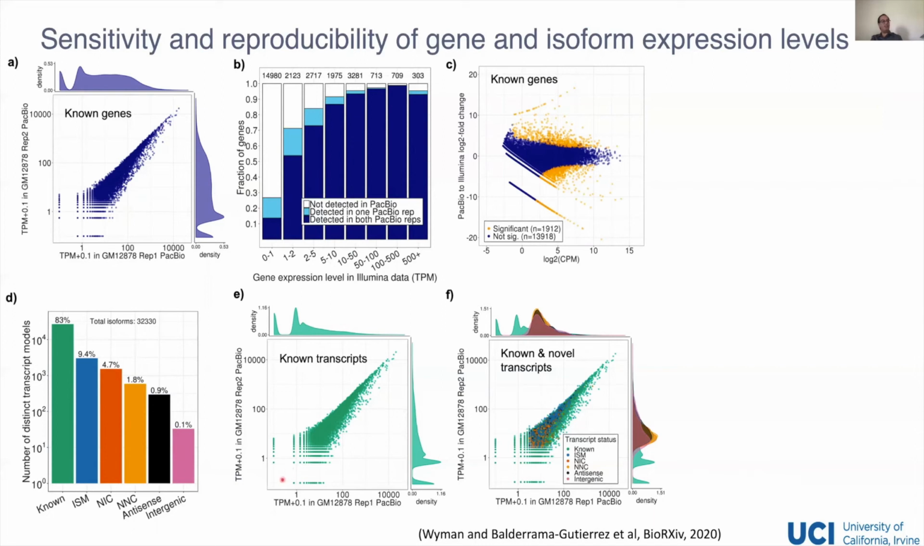Doing a transcript-level quantification on known isoforms also shows that we have nice reproducibility there, and also that some of these novel isoforms are in fact detected at decent expression levels, suggesting that they are real and that they're consequential.